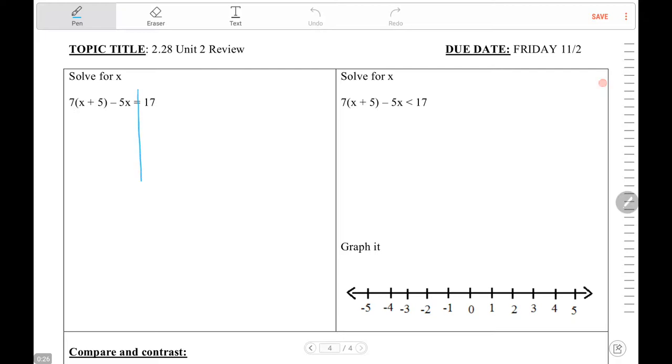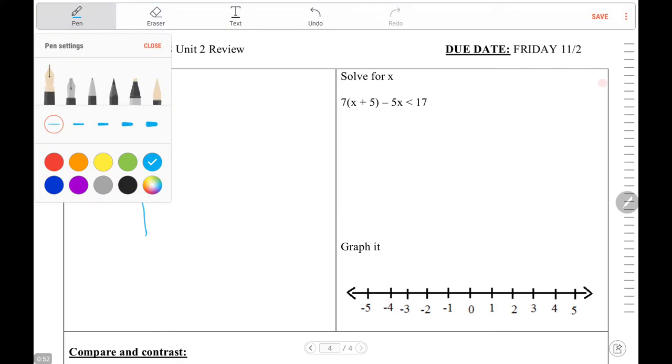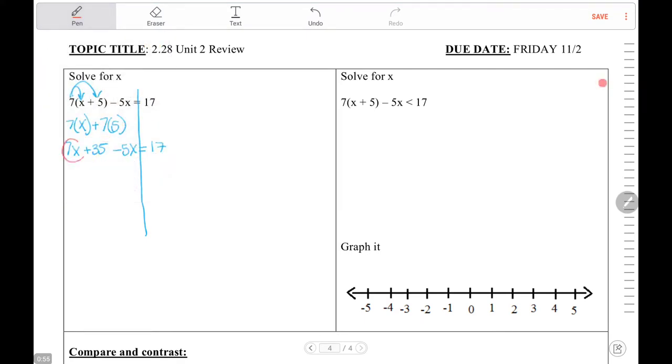So on the left, we have a linear equation. So I see parentheses, which means I need to do my distributive property. So when I distribute, I get 7x plus 7 times 5. Okay, underneath I'm going to simplify that. So I have 7x plus 35. And then don't forget about that 5x that needs to be brought down, and that 17 that also needs to be brought down. Now when I look, I can see that both of these have an x and it's on the same side. Those are called like terms.